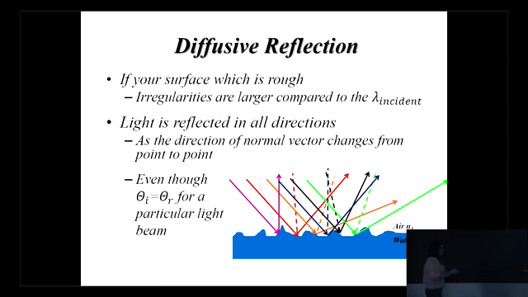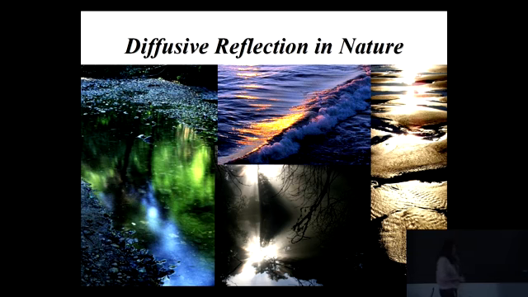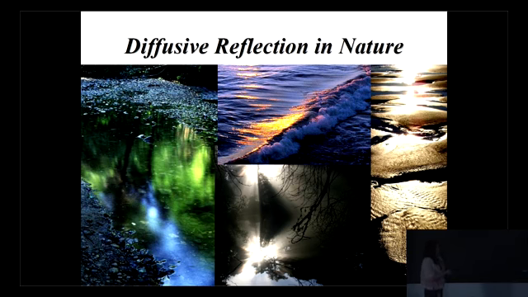Okay, here. So this causes a diffuse image, which scatters the light. And this is observed in nature, seen here. So when you look at these reflections, you don't see a very clear image. It's very scattered and very diffuse in your image seen here.